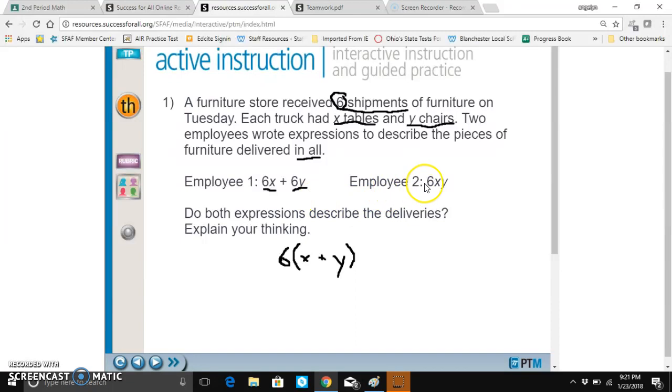And if you look at employee 2, he's saying that you should multiply the 6 trucks with the chairs with the tables. That does not make any sense. Why would you multiply chairs with tables with trucks? That just doesn't make any sense at all. So employee number 1 is correct.